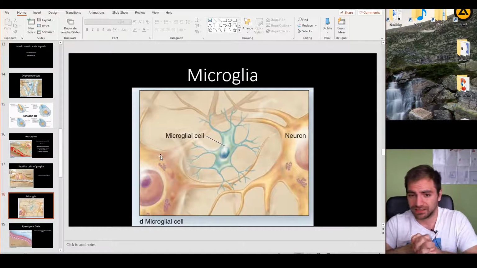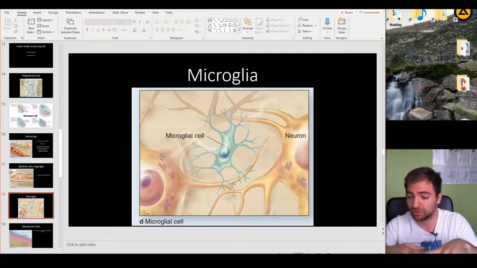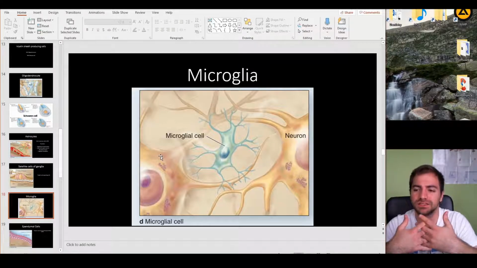One of the last cells that we should discuss is the microglia. Now, the microglia belong to the mononuclear phagocyte system. Again, this is nothing more than the macrophage of the CNS and the PNS.